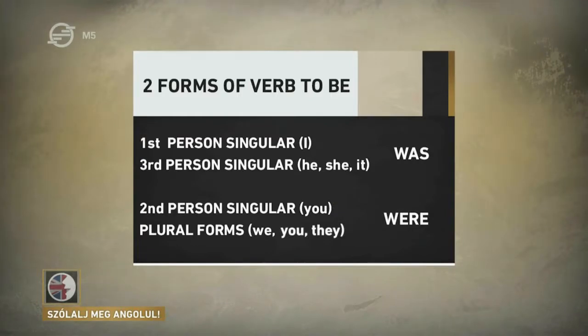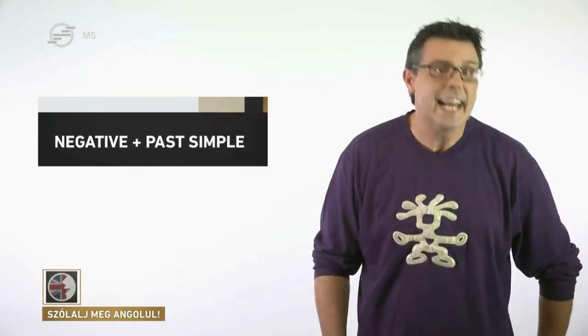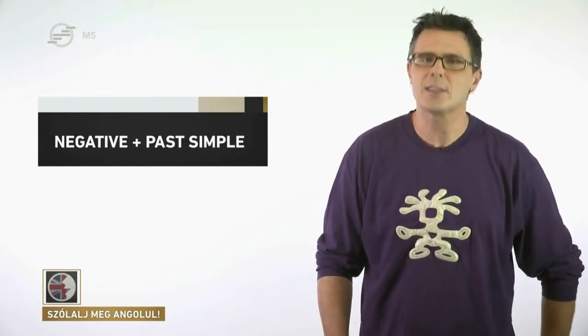We noted that we have to be careful with the first person singular form and the third person singular form. The first person singular and the third person singular form is was. All of the other forms are were. Okay, that's not too difficult. We can remember 2 forms at one word, can't we? Yes, of course we can. Now, we've looked at the positive version of the verb to be in the past simple. What do you think is coming next? Yes, that's right. Let's have a look at the negative version of the verb to be in the past simple.